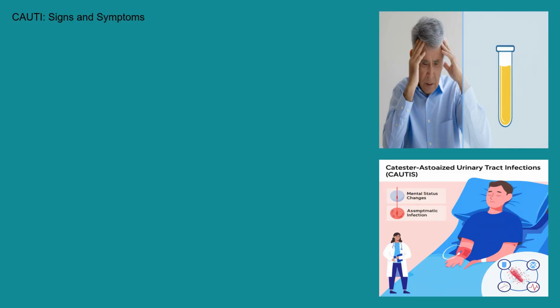How do you know if you have a CAUTI? The signs and symptoms can vary. Some people may experience no symptoms at all. These are considered asymptomatic bacteriuria. Others may experience a range of symptoms, including fever, chills, lower abdominal pain, flank pain, urgency or frequency of urination, hematuria, blood in the urine, and changes in mental status, particularly in older adults. It's important to note that these symptoms can also be indicative of other conditions, so proper diagnosis is essential.